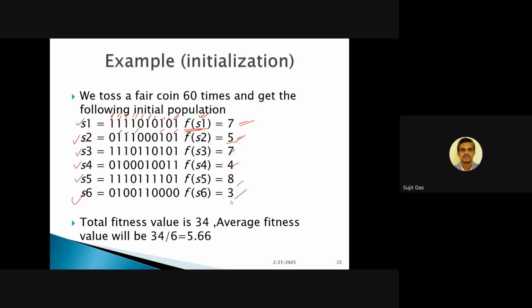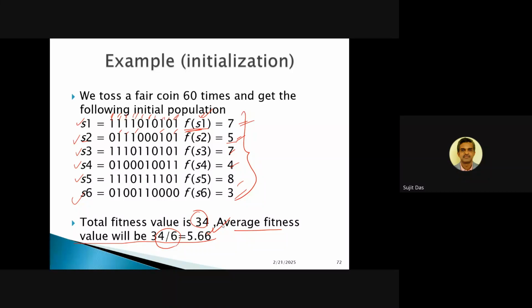Now, what is the total fitness value here? The total fitness value is 34. If you take the summation of all these, you will find the total fitness value. Now, what is the average fitness value here? The average will be 34 by 6, that is 5.6. So what we did initially is simply formulate our initial population. So we have formulated the initial population.